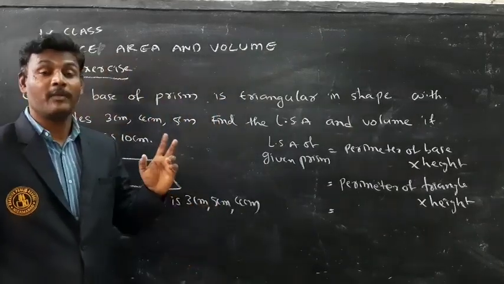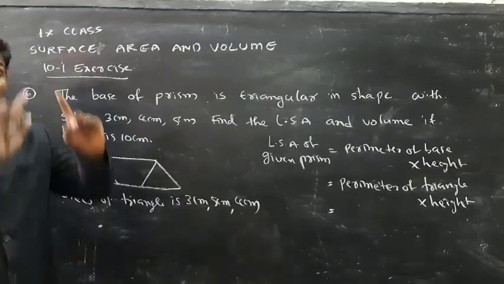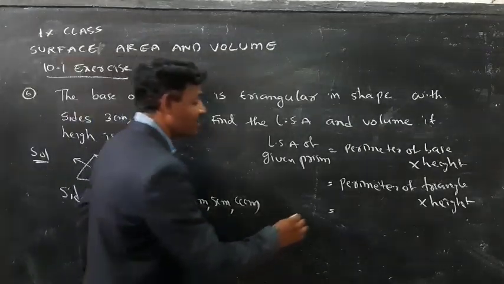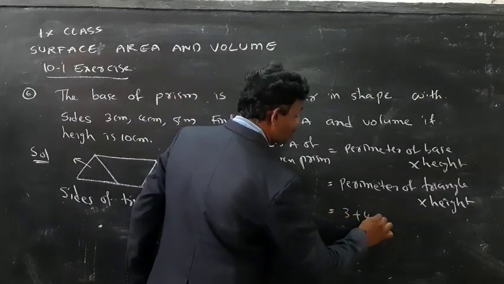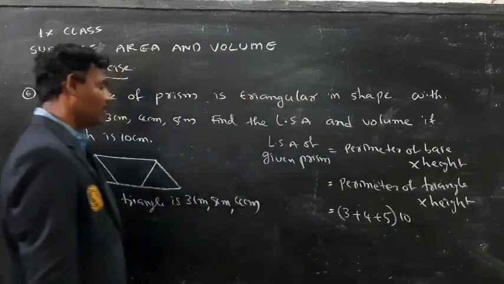What is the formula to find the perimeter of a triangle? The perimeter of a triangle is nothing but the sum of all sides, the sum of the lengths of all sides. So it means 3 centimeters plus 4 centimeters plus 5 centimeters, times the height of the prism.